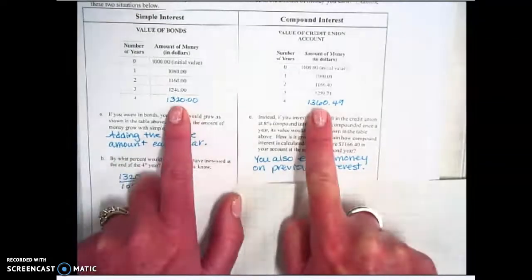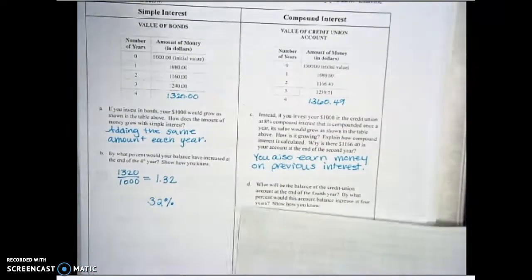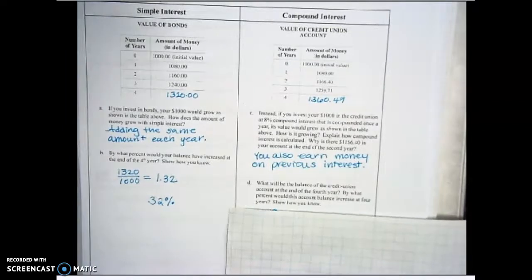Would you rather have $1,320, or would you rather have $1,360.49? You'd rather have this one, right? Okay. Part D, what will be the balance of the credit union account at the end of the fourth year?